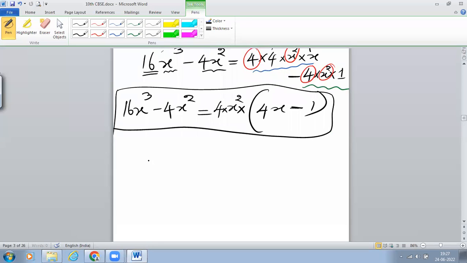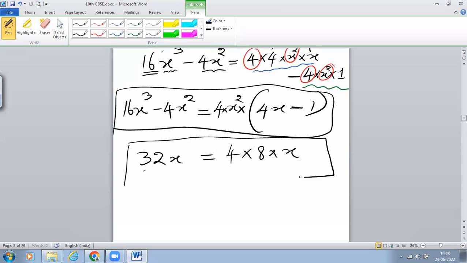Now, what is the second expression in the question? That is 32x, am I right? 32 into x. Now listen, 32 into x can be expressed as, listen carefully, 4 into 8 is 32, yes or no? 32 can be expressed as 4 into 8, into x. So this is the factorization of 32x. Now 32x also we have factorized.